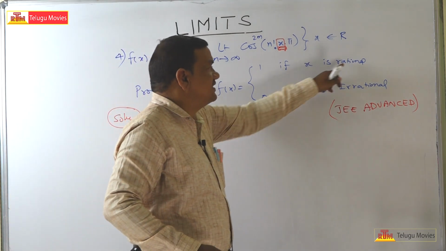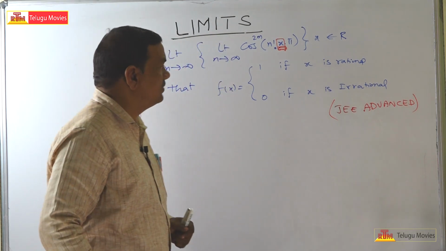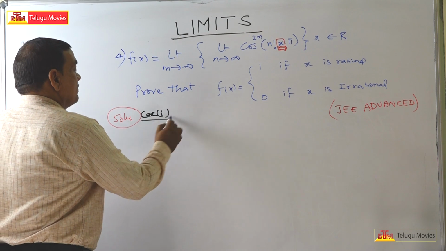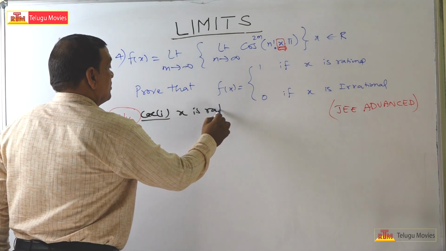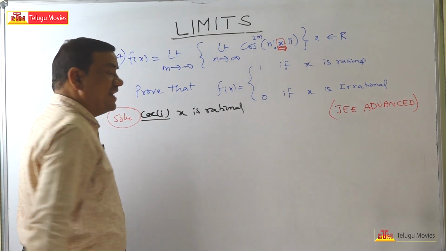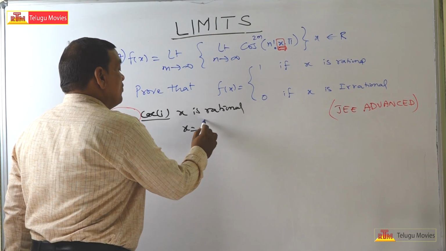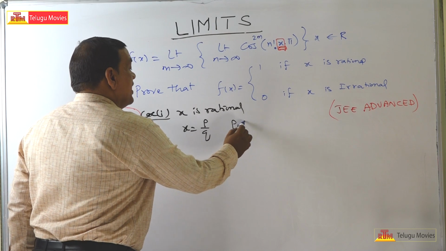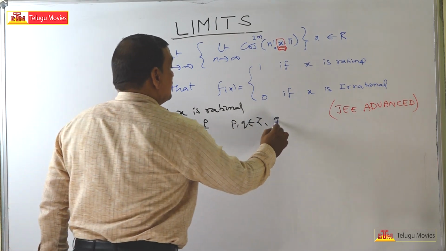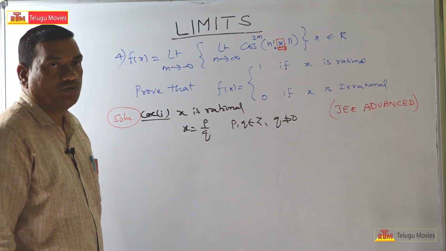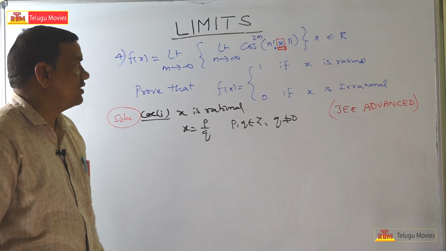First, here it is given x is a rational number. Let us see that x is a rational number. Case 1: x is rational. When x is a rational number, we know that every rational can be expressed of the form p by q, where p, q are integers and q is not equal to 0. Everybody knows the definition.